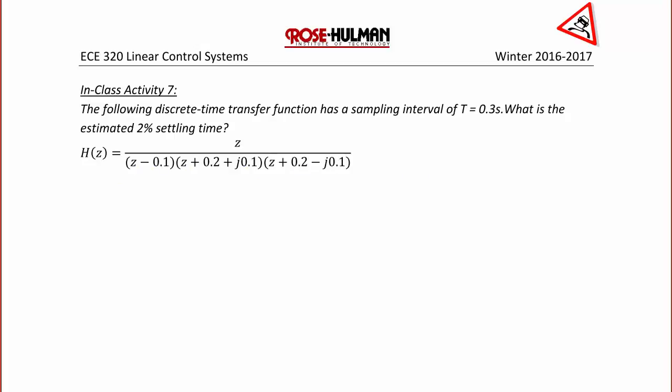In class activity 7, the following discrete time system transfer function has a sampling interval of t equal to 0.3 seconds. What is the estimated settling time? So now we have a transfer function that actually has 3 poles. So 2 of them are actually complex conjugates, so they'll have the same magnitude. So we have to find 2 different sets of settling times to see which one is dominant. So we're going to have z equals 0.1 here, and z equals negative 0.2 plus or minus j 0.1 here. So here the magnitude of z is simply 0.1, but here the magnitude of z is 0.223607.